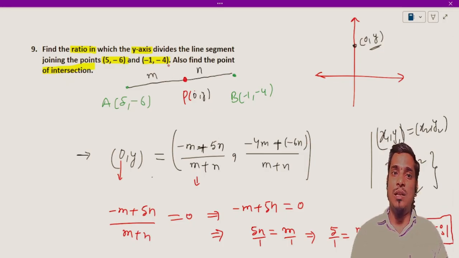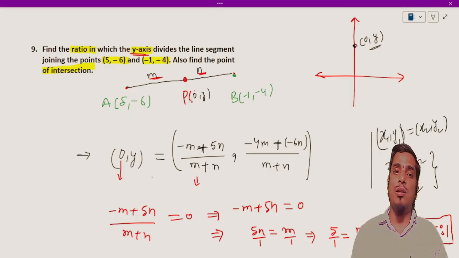So as in this question they have mentioned that the point is on the y-axis, or the ratio in which the y-axis divides. Y-axis divides means any point on the y-axis, right, which is dividing this line segment joining these 2 points in some ratio. So we have assumed that it is dividing in m ratio n, and the point is 0 comma y, because any point on the y-axis is of 0 comma y form, right?